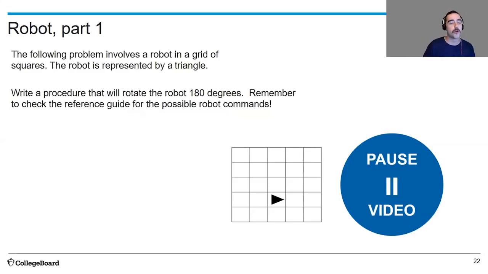So here we have a robot in a grid of squares. That robot's represented by a triangle, and I want a procedure that will rotate the robot 180 degrees. So remember to check for the correct commands. I want you to pause the video and try to write a procedure that will accomplish this.